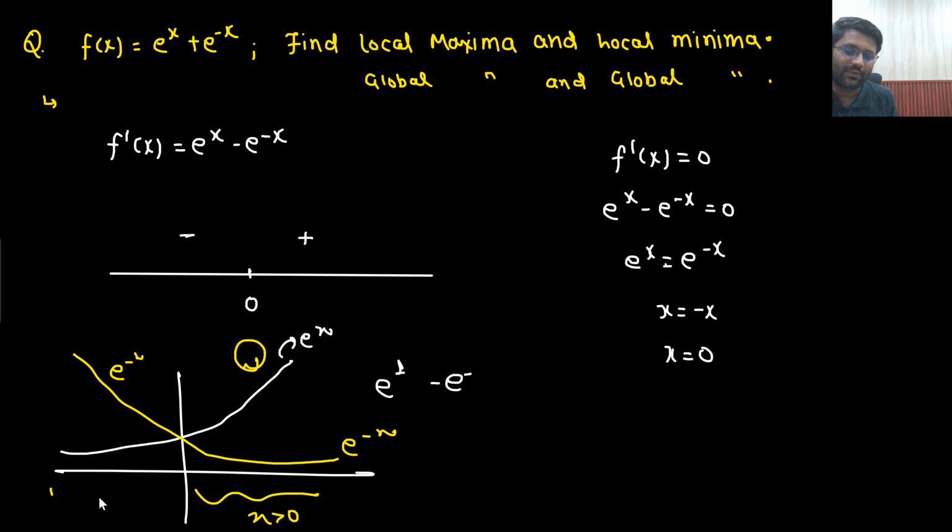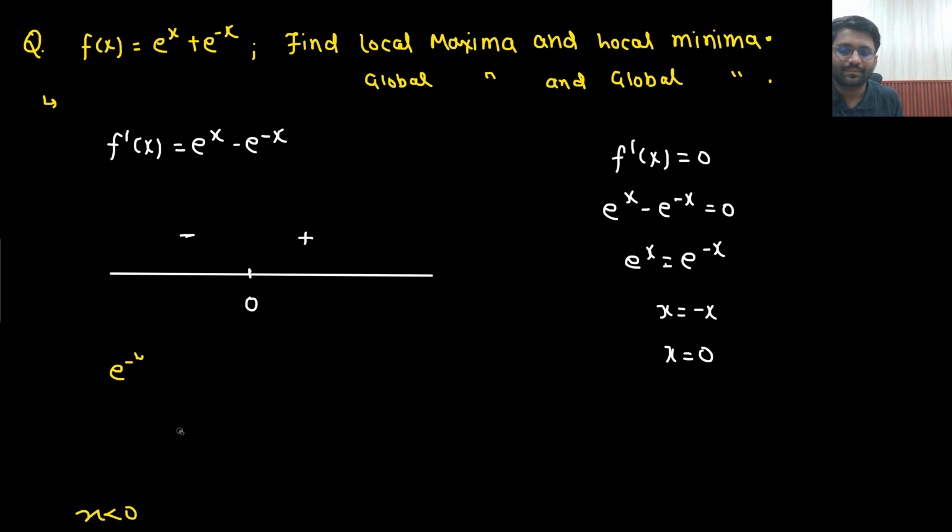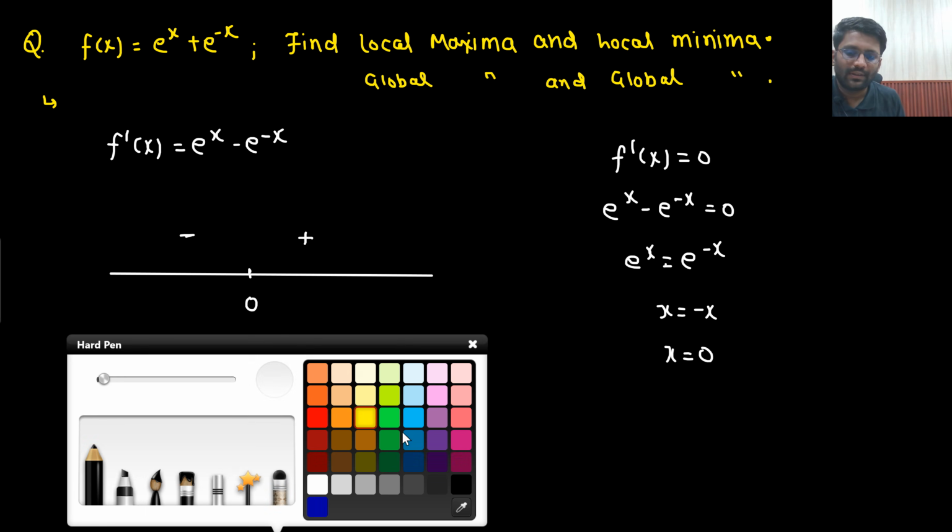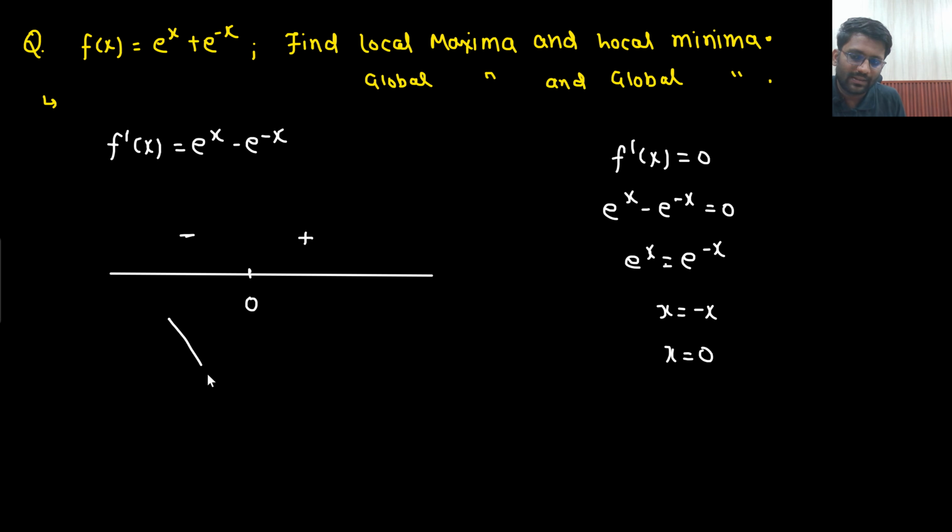So for x less than 0, e to the power minus x is higher than e to the power x, that means the value will be negative. Right? So how would the graph go? Sir, first it decreases and then increases. Now what is the value of f of 0?